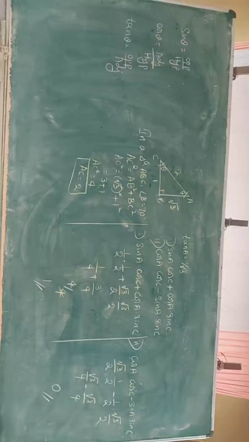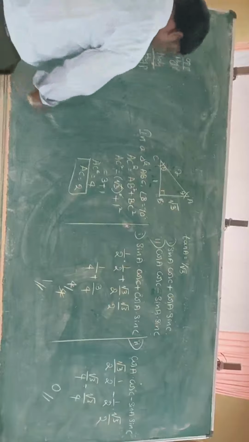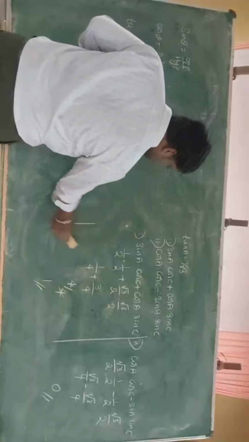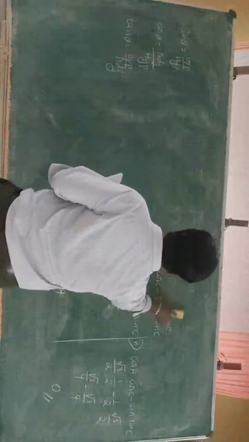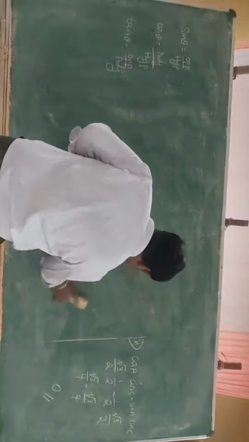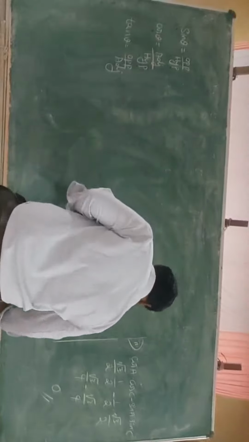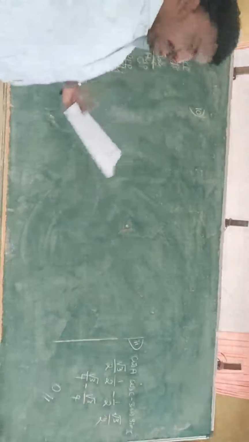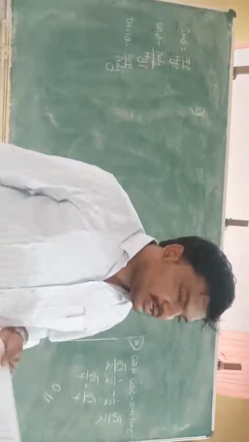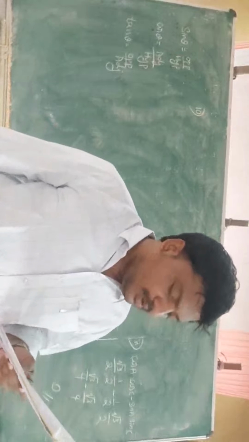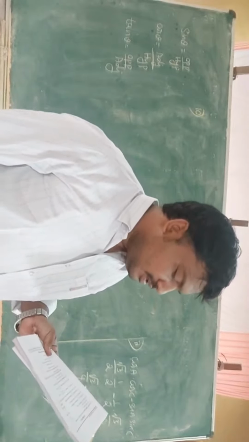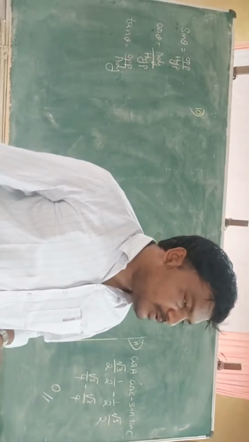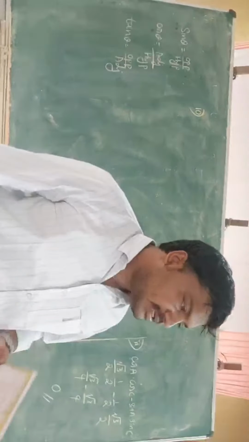Finished? Okay, next question. Question number 10. In a triangle PQR, right angled at Q, PR plus QR is equal to 25 centimeter and PQ is 5 centimeter. Determine the values of sin P, cos P and tan P.